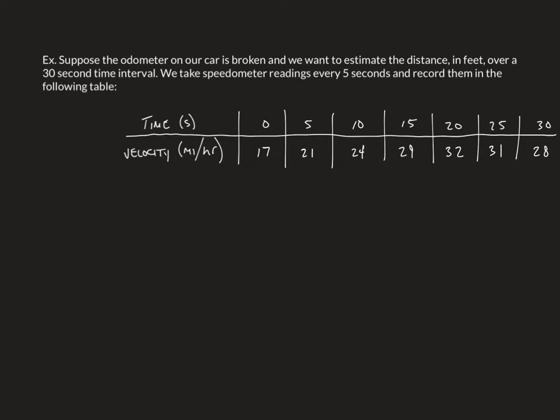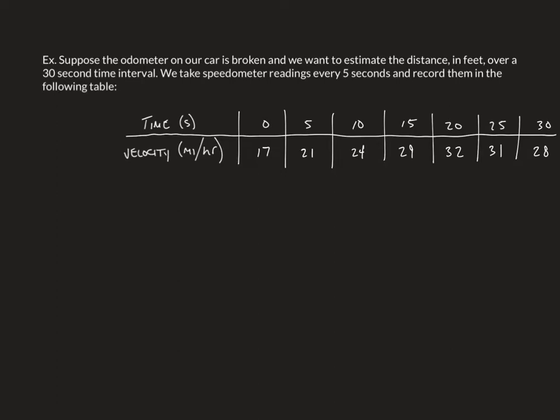So for example, suppose the odometer, which measures how far you've traveled, on the car is broken, and we want to estimate the distance that we've traveled over a 30-second time interval. We're going to take speedometer readings every 5 seconds and record them, and we're going to be able to estimate the distance we've traveled based on that.